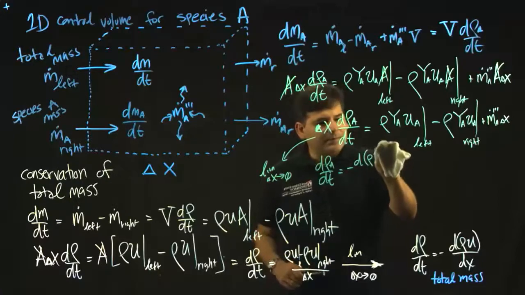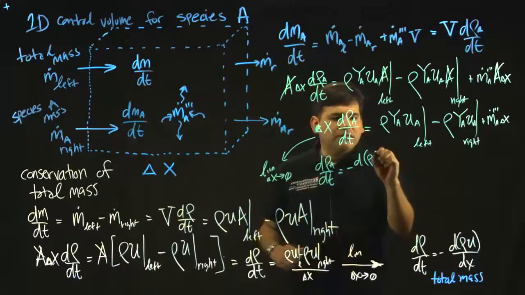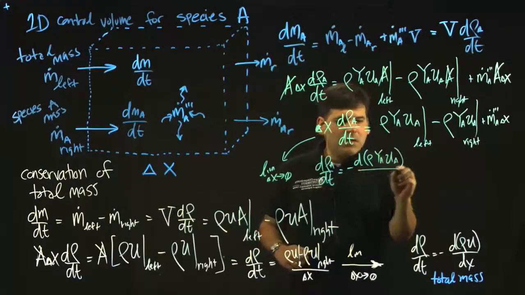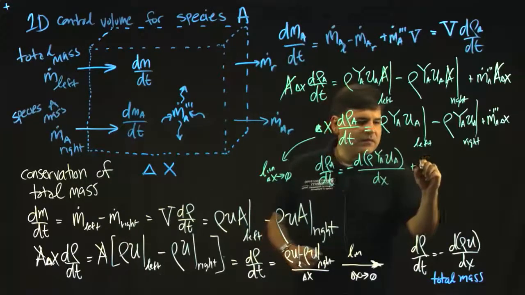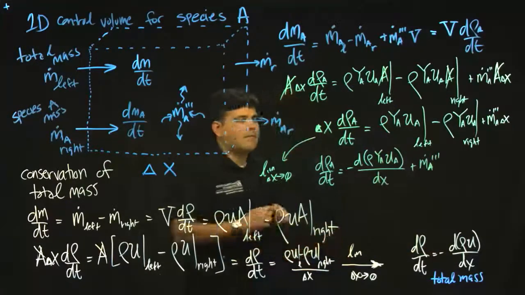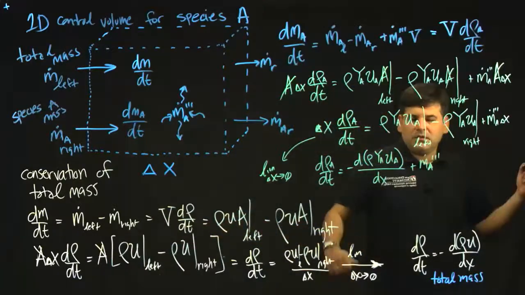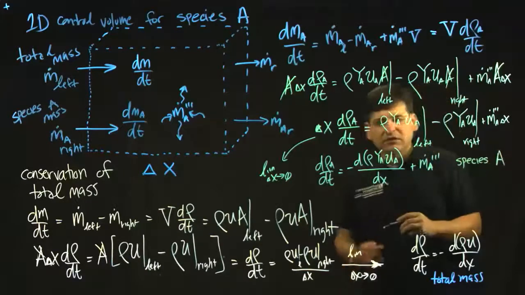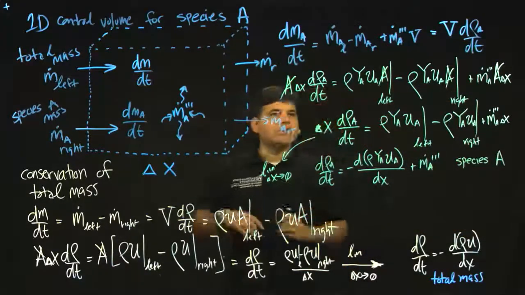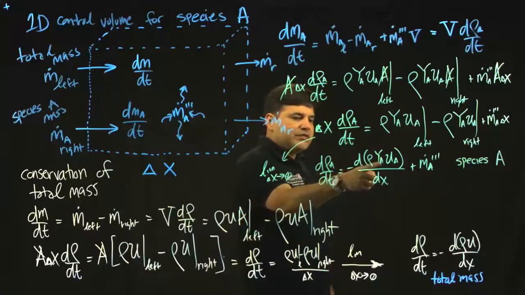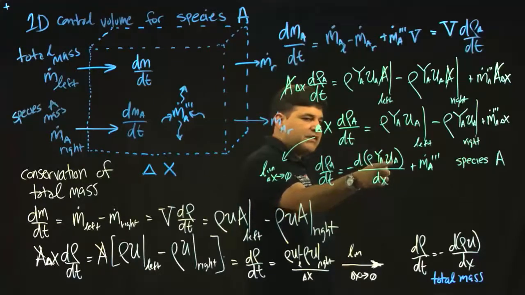The total density times the mass fraction of A and the velocity of A, and then this source term. So that would be the conservation for species A in this mixture. There's many species, and if we do this mass balance just for one individual species, we can relate it in terms of its mass fraction and the total density of the mixture and this velocity of this individual species.